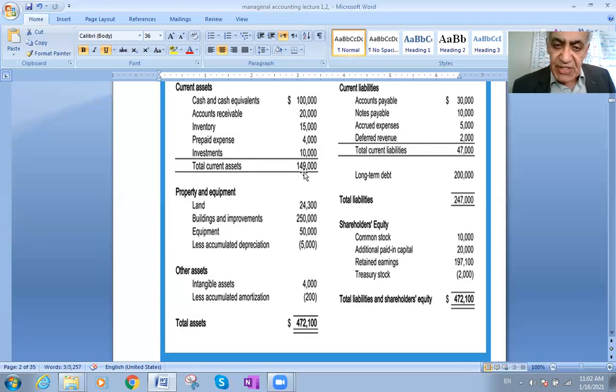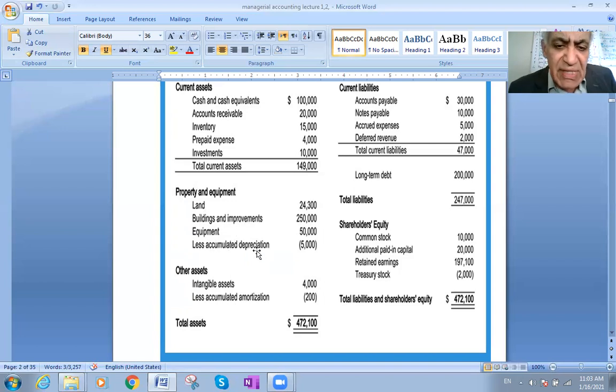Okay, so from the current assets we have now 100 plus 20 plus 15 plus 4 plus 10. This is 149, the total current assets. Now we will add to them 24,300 for the land, 250,000 for the buildings, 550,000 for the equipment. But watch out: as long as there is equipment, which means machinery, like the cars, machines, anything that works with gas and oil or whatever, all those have something called depreciation.